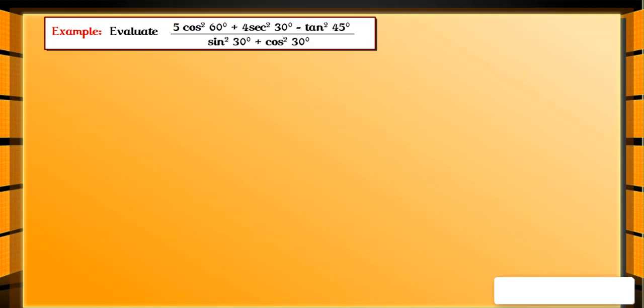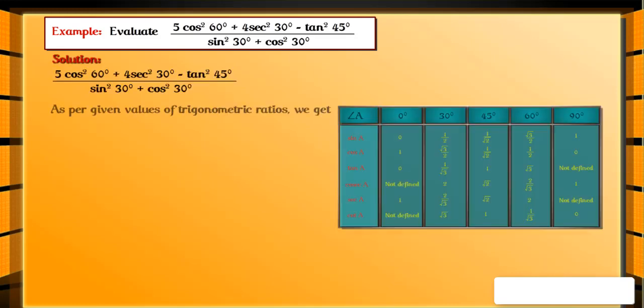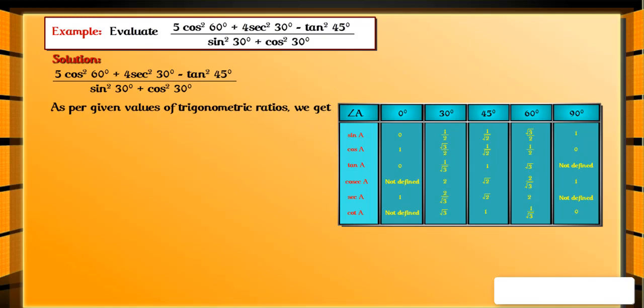Let us do one more example. Evaluate 5 into cos square 60 degrees plus 4 sec square 30 degrees minus tan square 45 degrees upon sin square 30 degrees plus cos square 30 degrees. Let us solve this. As per given values of trigonometric ratios, cos 60 degrees is equal to 1 upon 2, sec 30 degrees is equal to 2 upon under root 3, tan 45 degrees is equal to 1, and sin 30 degrees is equal to 1 upon 2, cos 30 degrees is equal to under root 3 upon 2.